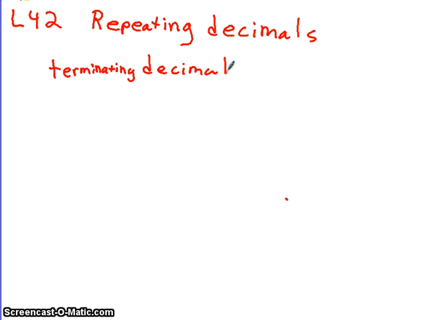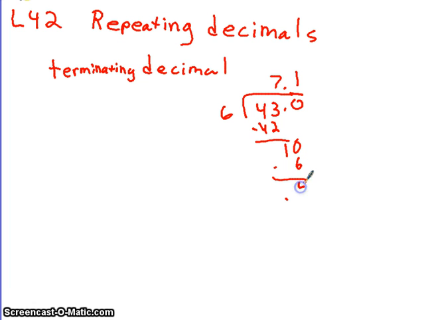Here's an example. What if I divided 43 by 6? If I divide 43 by 6, I can quickly see that it's not going to go in evenly. So I add a decimal, add a 0. 6 is not going to go into 10, so that's 1, 6, 4, 0. And each time, it's going to be 6. As you can see, it keeps on going, on and on and on. So, I can keep on going with that.